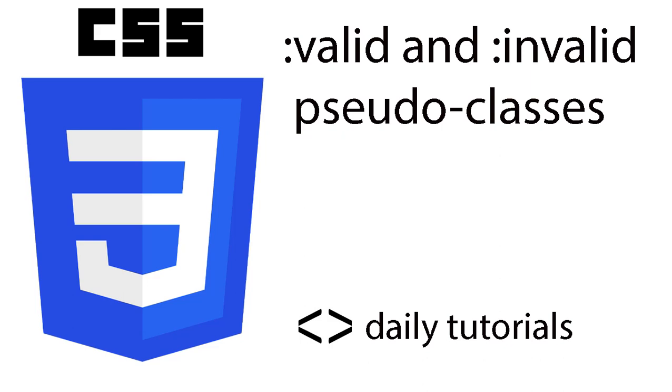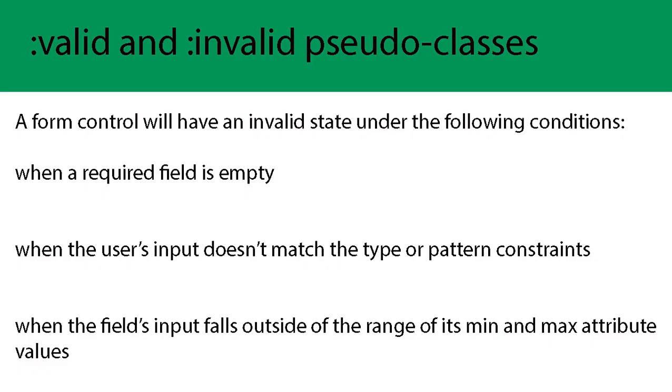Welcome to today's tutorial: valid and invalid pseudo classes. With these pseudo classes, we can set styles based on whether or not the form input meets our requirements. This will depend on the validation constraints imposed by the type or pattern attribute value.